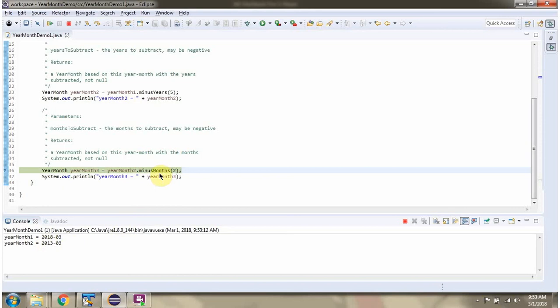Then I am calling the minusMonths method and passing 2. So 2 months will be subtracted from the year and month.